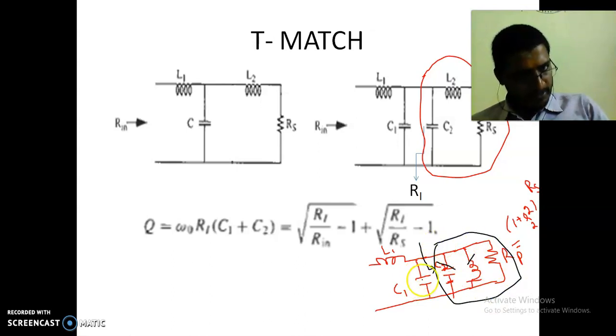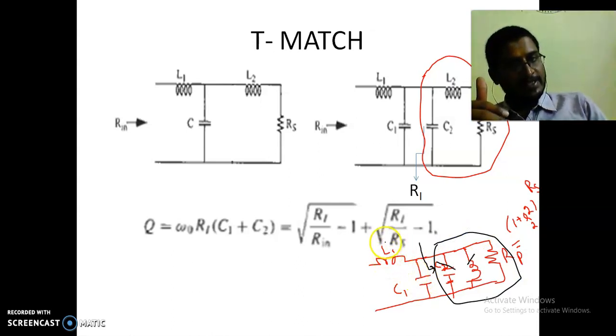Now Rp and C1 are in parallel, but L1 is in series. We need to convert this parallel C1 and Rp into series R1 and Rs. So overall, the quality factor Q is equal to omega naught Ri, the intermediate resistance, times (C1 plus C2), which is equal to square root of (Ri by Rn minus 1) plus square root of (Ri by Rs minus 1). These are the design equations.